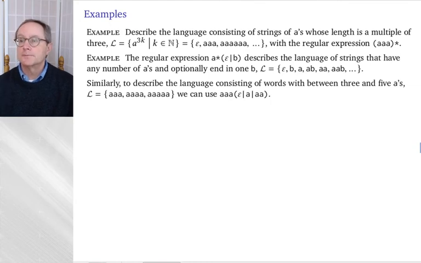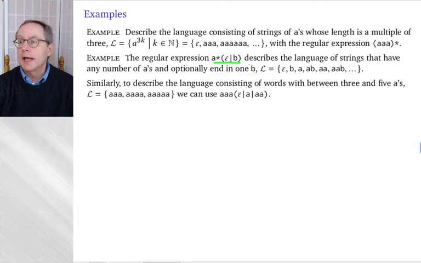Okay, next. The regular expression A star and then (epsilon|B). So I'm trying to describe somehow what's the point of the epsilon. A star and (epsilon|B) describes the language of strings that have any number of A's, optionally ending in 1 B. So what I mean there is that you can have 0 many A's, that's A star allows 0 many A's, and then you choose to pick from among these two, you choose the epsilon.